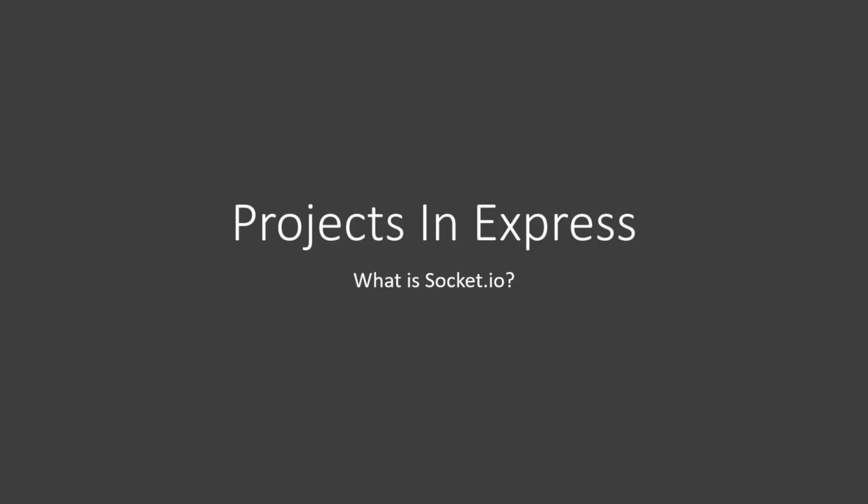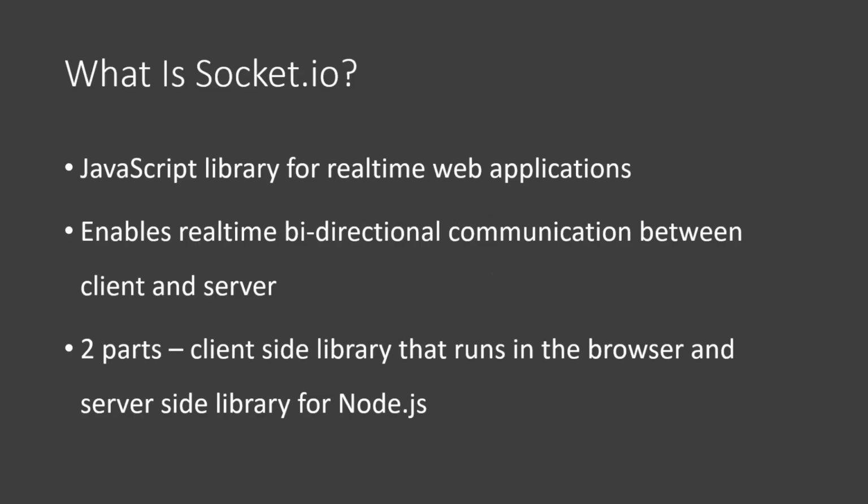All right, in this chat application project, we're going to be using socket.io, which is an incredible technology for any type of real-time application, such as a chat application. So in this short lecture, we're going to talk about what socket.io is, and it's actually not too difficult to understand. Socket.io is a library for building real-time web applications, and it enables real-time bi-directional communication between the client and the server.